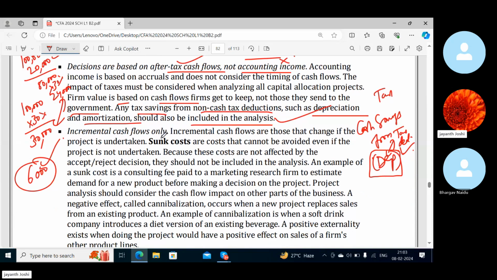Incremental cash flows only. Of course, what is relevant for the business is incremental cash flow. Only incremental cash flows you should be considering. What is incremental cash flow? If you are taking up a project, because of that there may be an increment in expenses, and because of taking the project you are expecting more revenues to be generated. So the increment in revenues and the increment in expenses are incremental cash flows that have to be considered. These are relevant for your decision making.